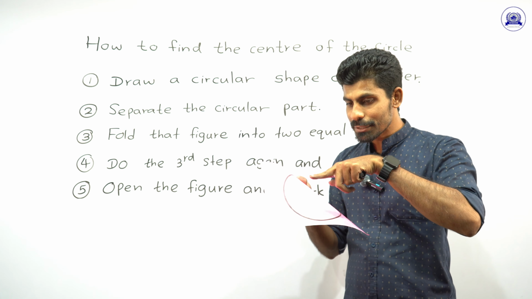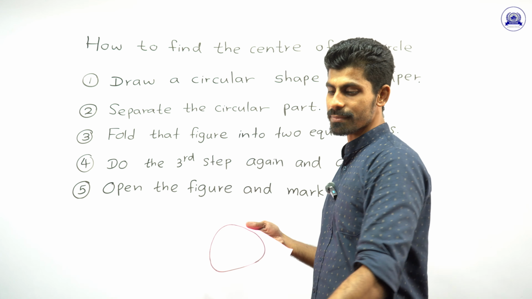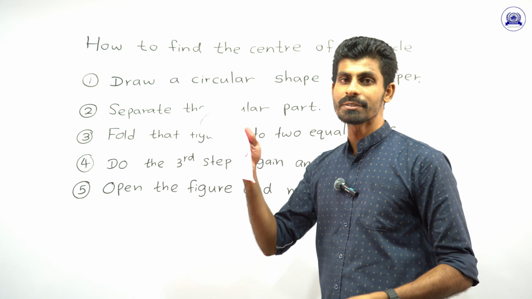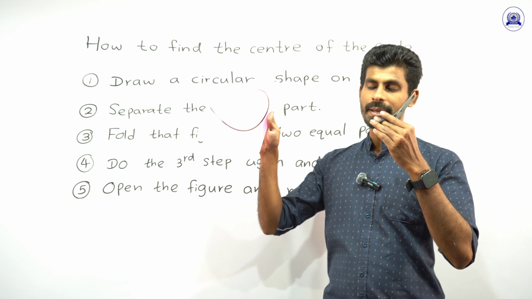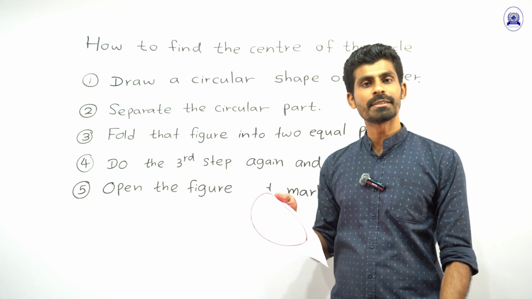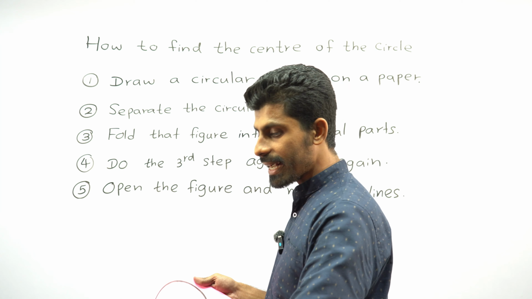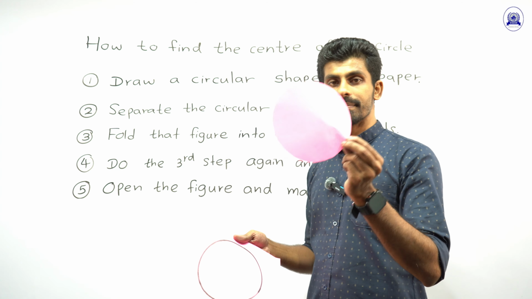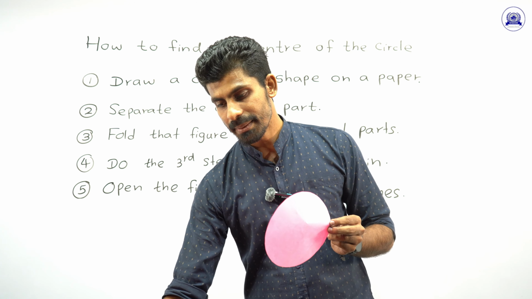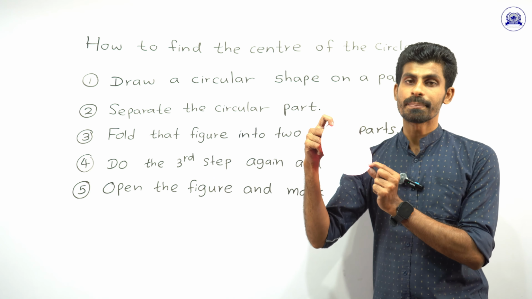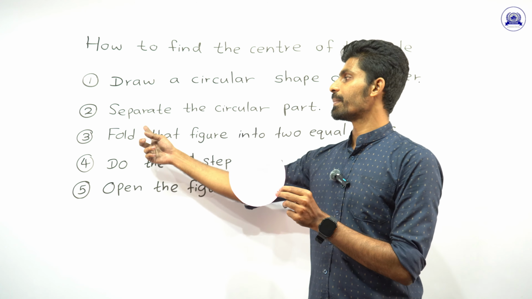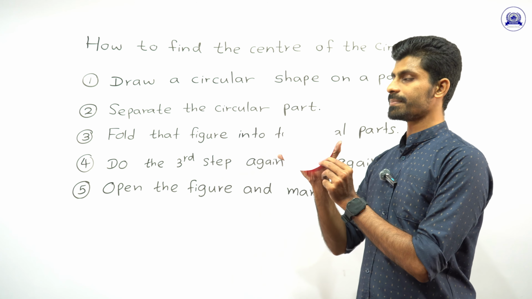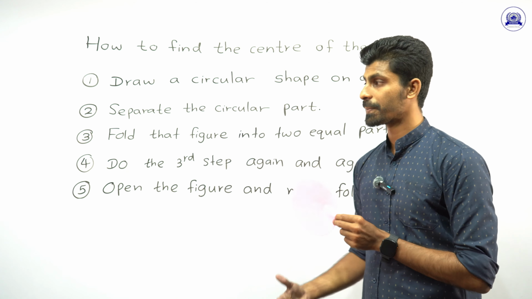Then I'm just going to separate that one using a pair of scissors, right? I'm just going to separate this one. So you can see, right? I already separated that circle. So you can see, my dear student, this is the separated circle. Separate the circular part.